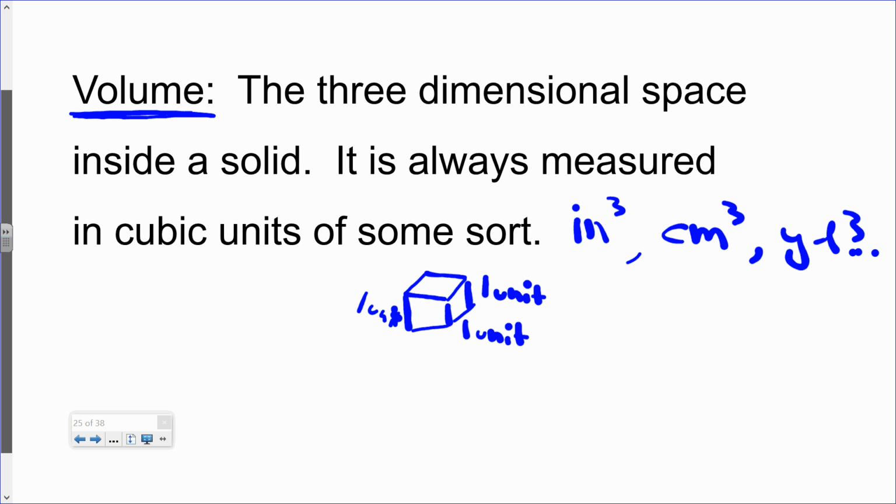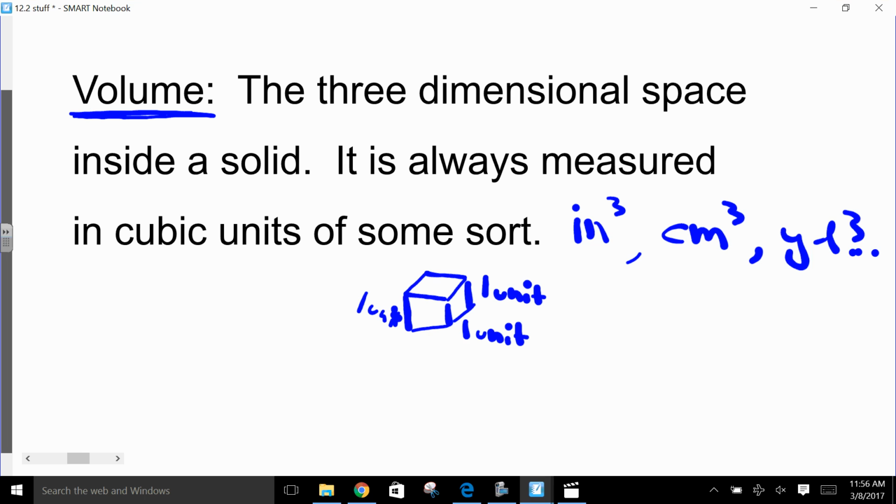That's what we're thinking of when we think of volume, filling up 3 dimensions. How many cubic inches would fill up this classroom, and so on and so on. Okay, that's volume. Cubic units. 3 dimensions.